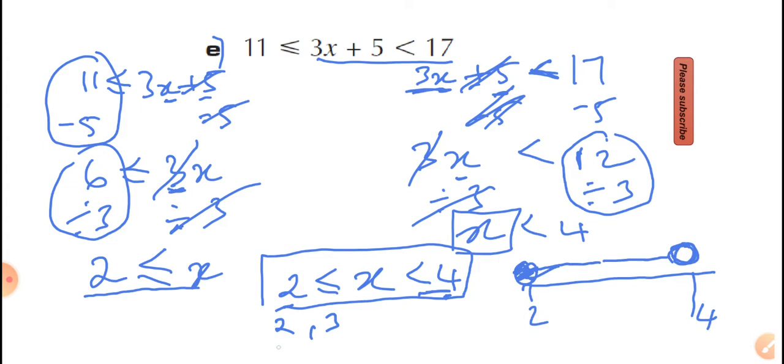So the only values in integers that fulfill this criteria are 2 and 3. So 2 and 3 are the only whole numbers that fulfill this criteria.